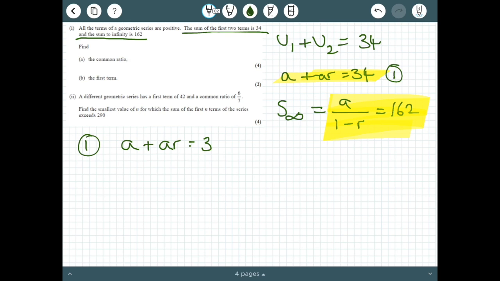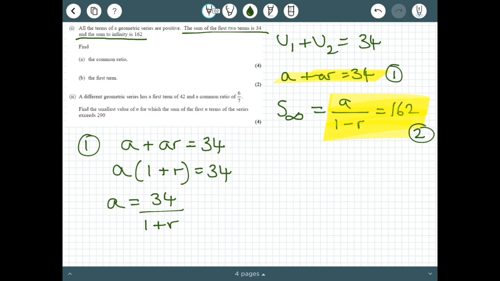So a plus ar equals 34. Let's factorize out the a. So we're going to end up with a(1 plus r) equals 34. And so finally a equals 34 over 1 plus r. And we're going to substitute that into this equation here. So instead of that a at the top, we're going to have 34 divided by 1 plus r, which is all being divided by 1 minus r, equaling 162.